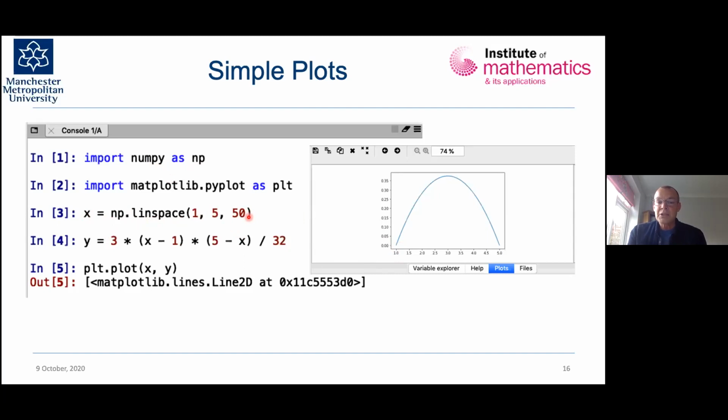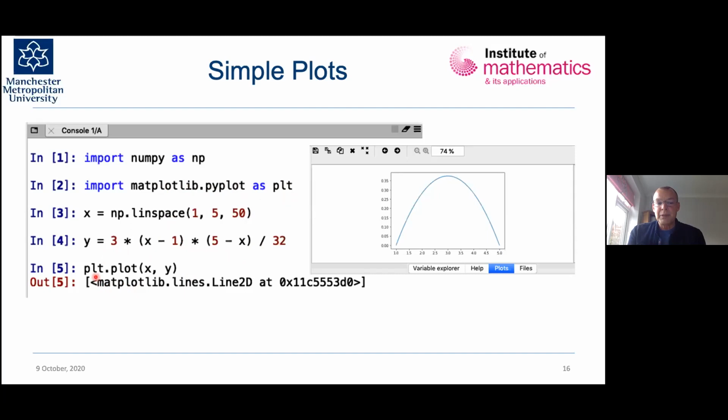And then to plot, we import matplotlib.pyplot. So this, again, is using libraries, and we import it as plt. So we're going to import this library and just call it plt. So again, this is the alias for matplotlib.pyplot. And you'll see in this case, we are defining y as 3 times x minus 1 times 5 minus x over 32. Okay, so here we have our inverted parabola.